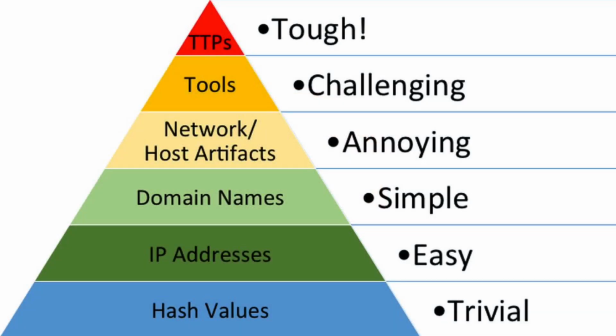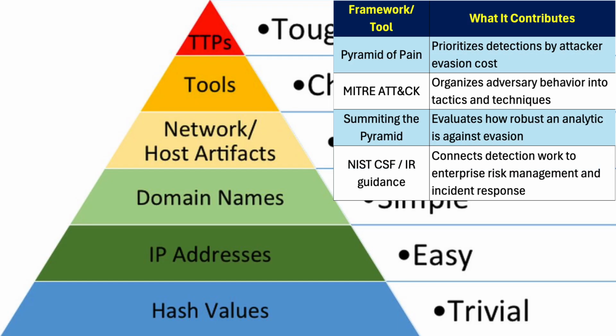In practice, we rarely use the Pyramid of Pain by itself. We combine it with other frameworks to create a repeatable defensive workflow. ATT&CK gives us a common vocabulary to describe adversary behavior. The pyramid tells us which of those detections are likely to impose more cost on the attacker. The Center for Threat-Informed Defense's Summiting the Pyramid project builds on this idea by giving defenders a methodology for scoring analytics against the pyramid and improving robustness while reducing false positives.